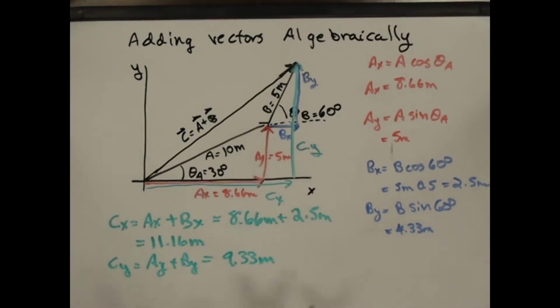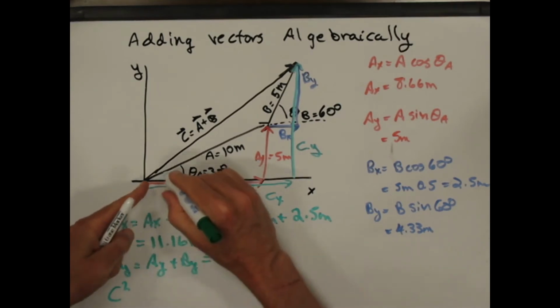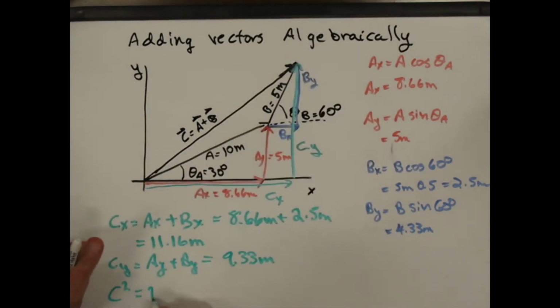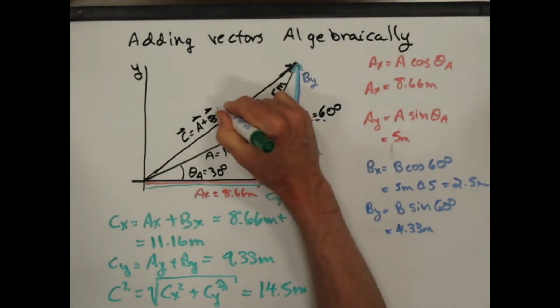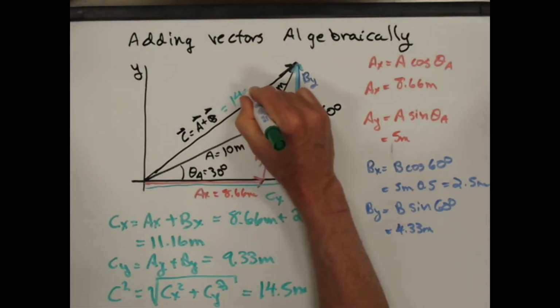And so now I have the two components of C, and I know that the length of C is equal to the square root of C sub x squared plus C sub y squared. If I evaluate that with these two numbers, I get 14.5 meters. And so I can say, look, it's 14.5 meters.